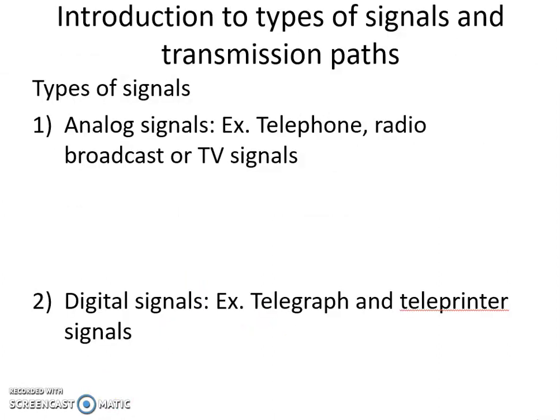Now before starting with the radio frequency telemetry system, let us discuss the types of signals which can be transmitted in a radio frequency telemetry system, and the transmission paths. So basically we have two types of signals here, analog signals and digital signals. As we know, analog signals are signals which vary continuously with respect to time, and digital signals comprise pulses occurring at discrete intervals of time. The examples for analog signals are telephone, radio broadcast or TV signals, and for digital signals, the telegraph and teleprinter signals.